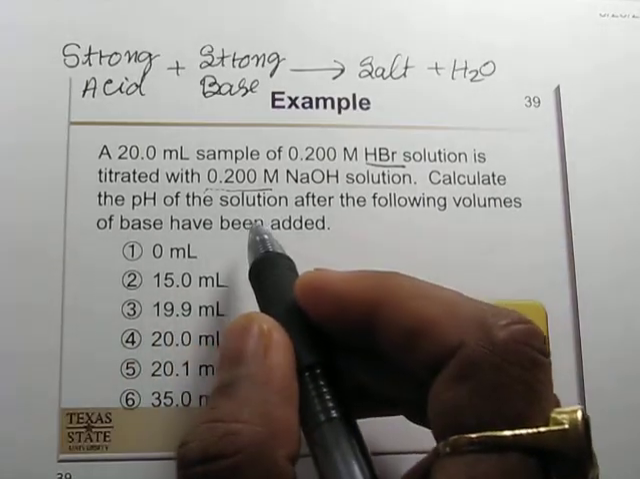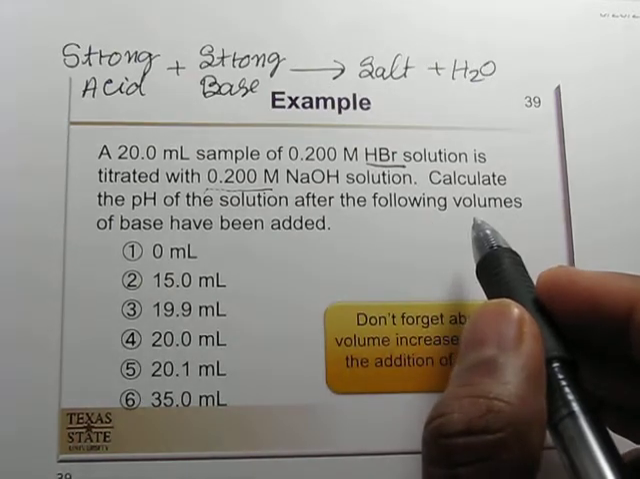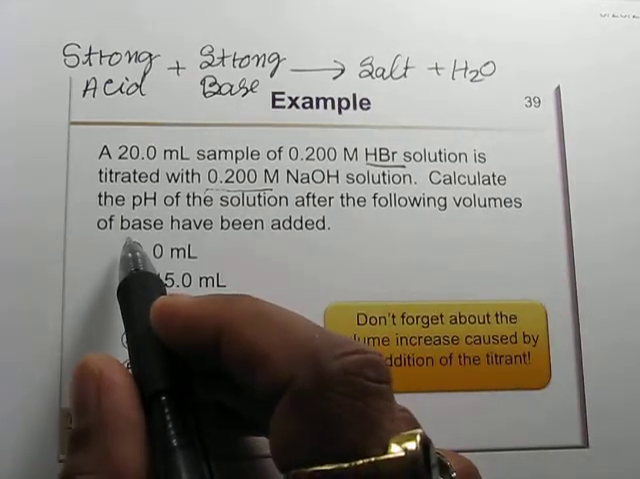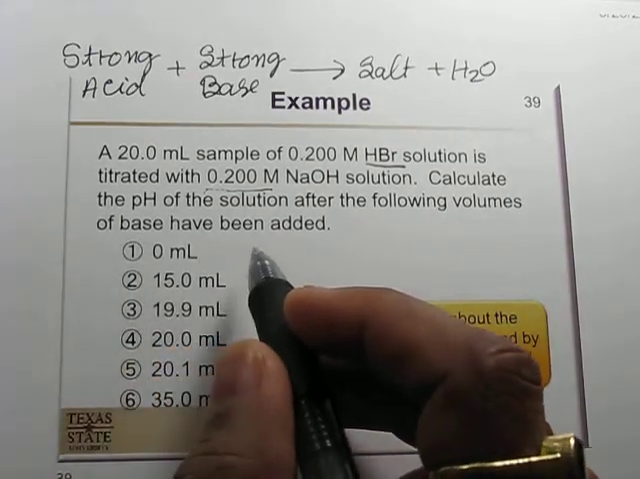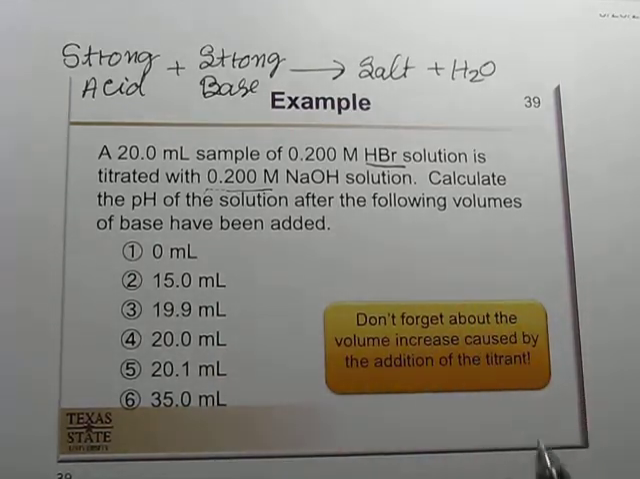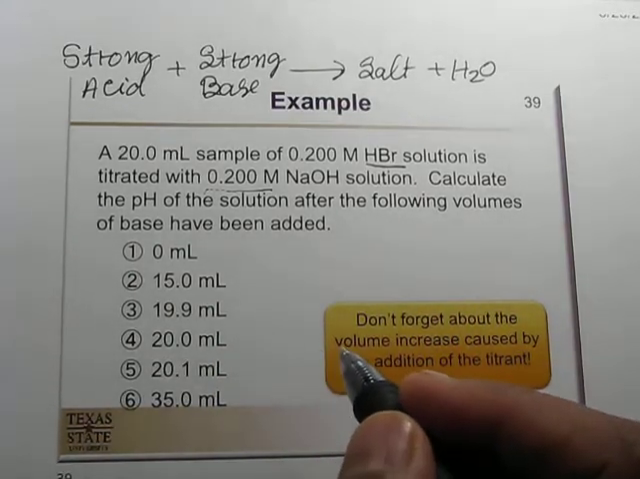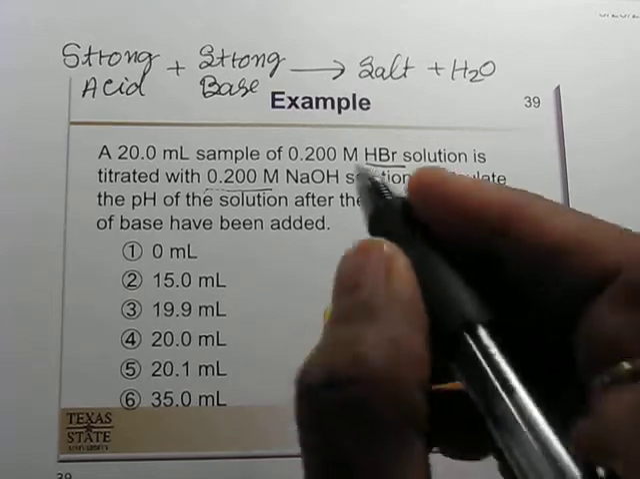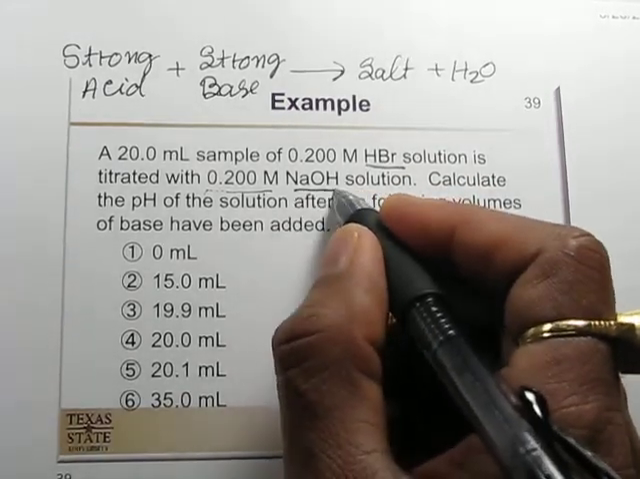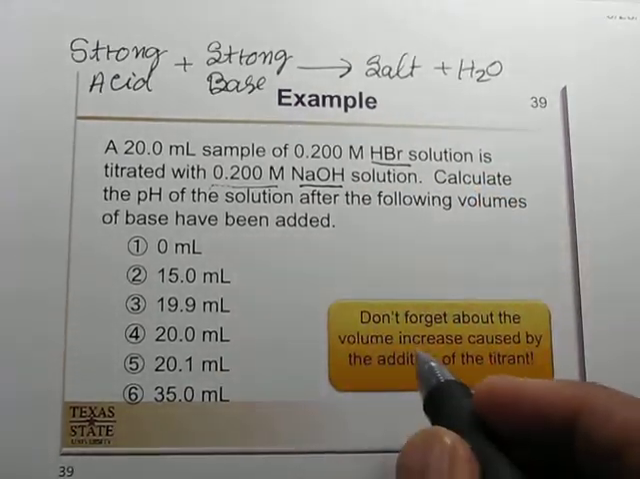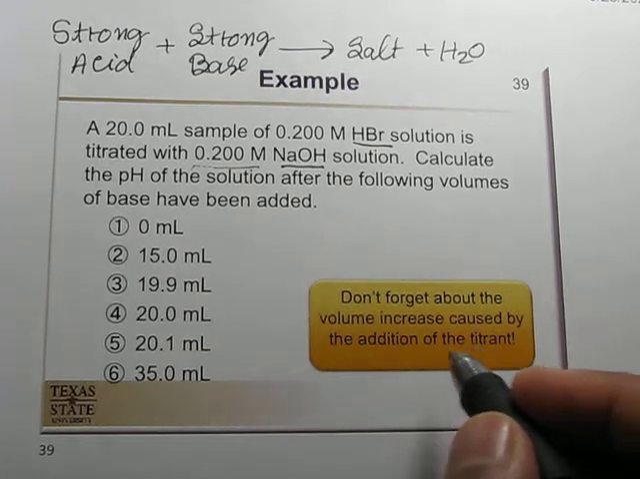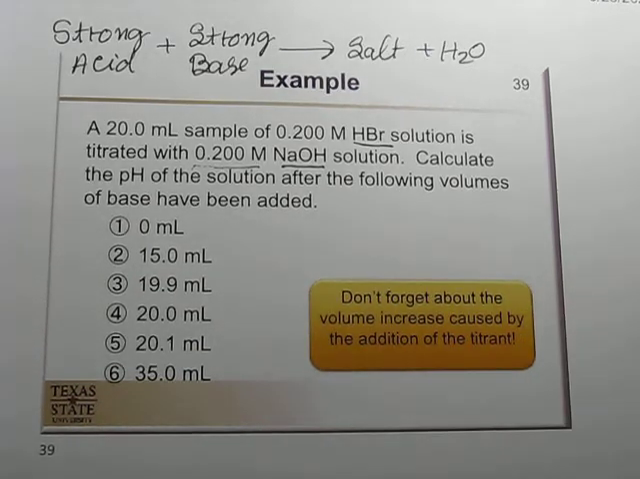Calculate the pH of the solution after the following volumes of base have been added, right? So these are the different addition conditions, and this is a strong base. So don't forget about the volume increase caused by addition of the titrant. So let's look at how we can solve this question.